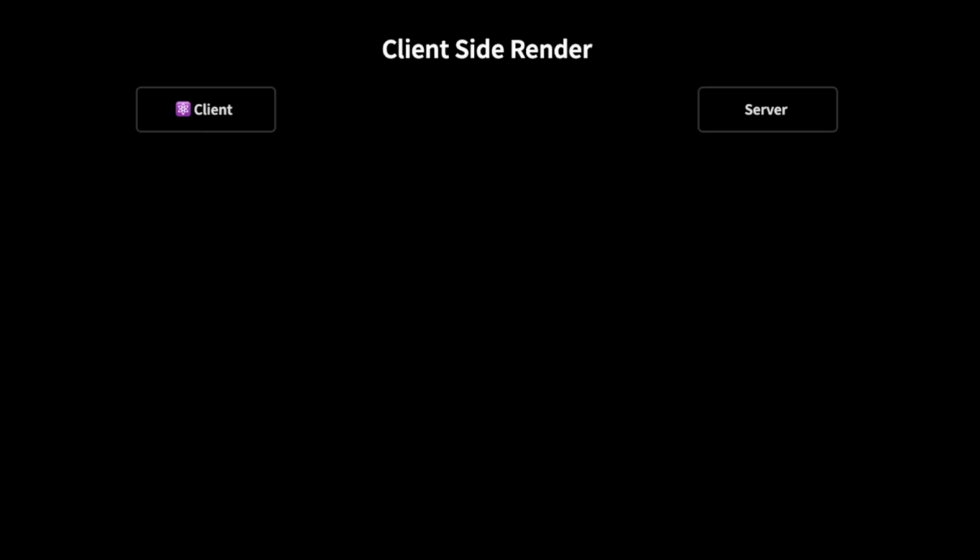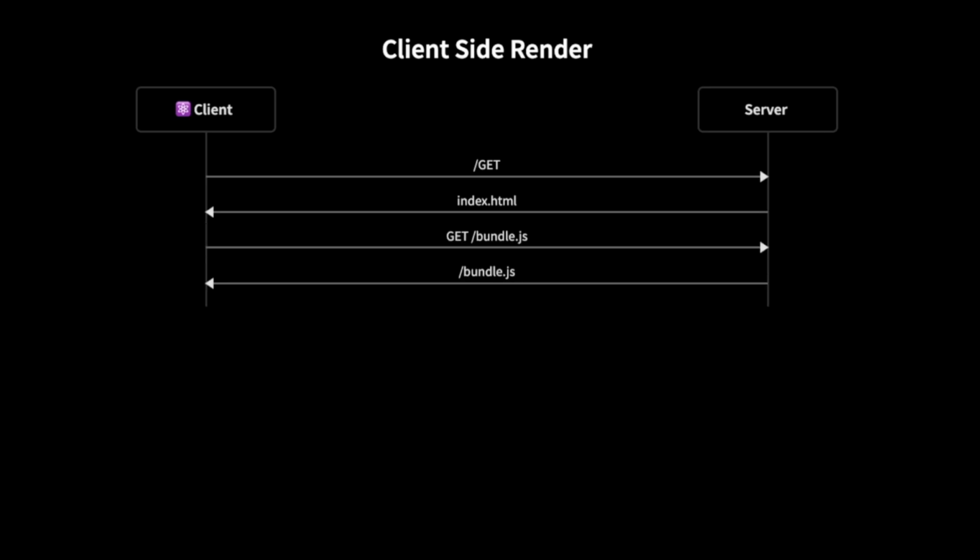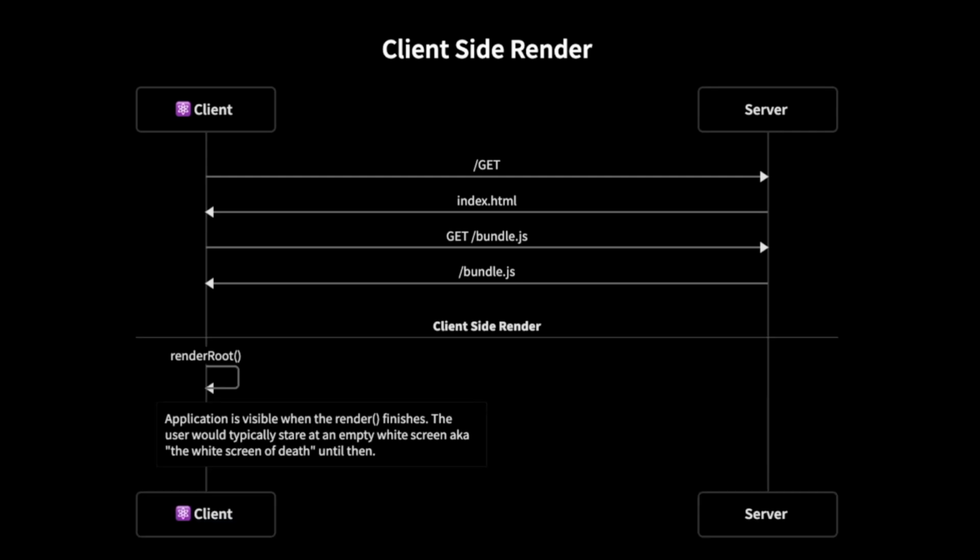Like any good love story, it starts with a client and a server. The client requests a website. The server sends back an index HTML. In the index HTML, there's a reference to the bundle.js, which gets requested and loaded up in the client. And now the magic starts.